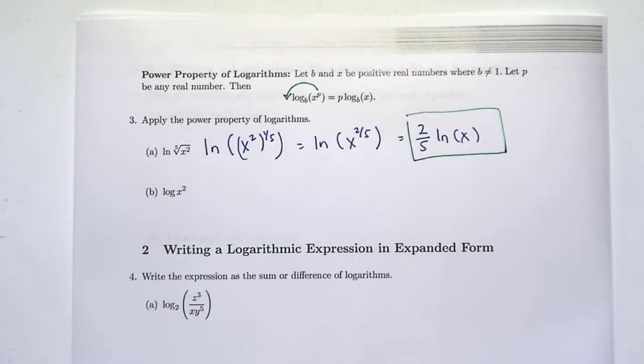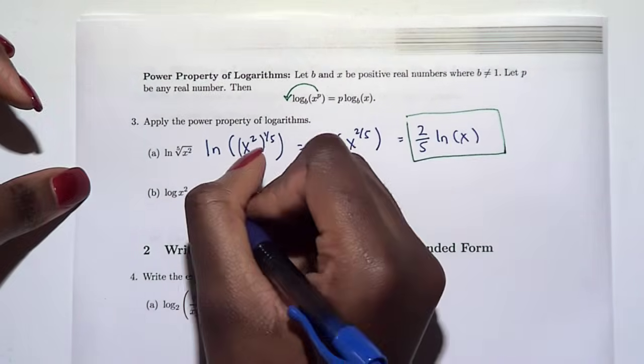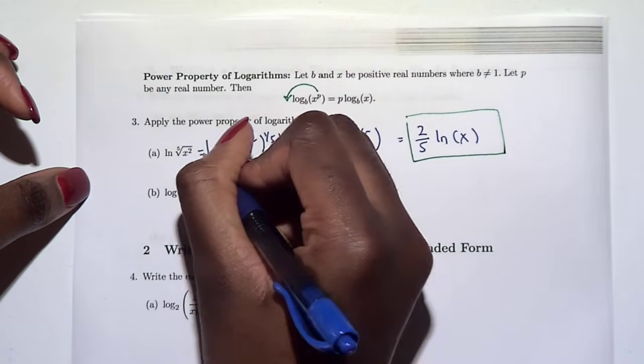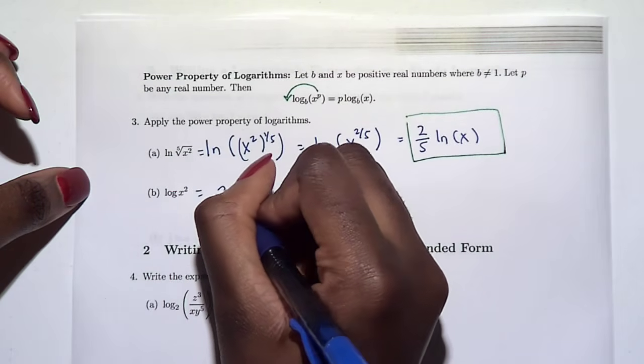All right, so we can do the same thing with the next one. Log, so that's base 10, log of x squared. All right, so that is the same thing as moving the 2 to the front.